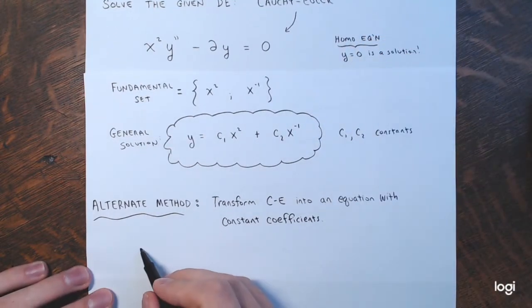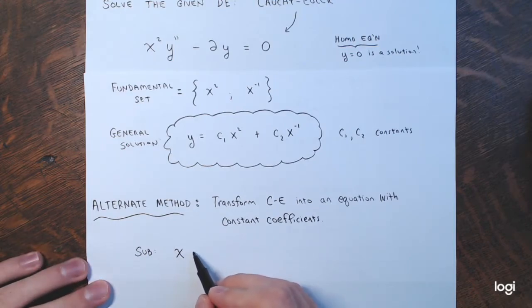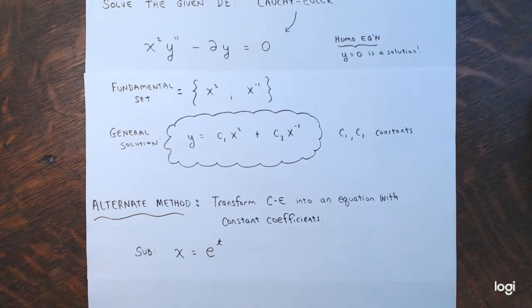You make this substitution. Replace not y, but replace x with e to the t, and then you introduce a new variable t, or whatever other variable you wish. It doesn't have to be t. So replace x with e to the t, or you could say t equals the natural log of x. They're the same statement. All right.